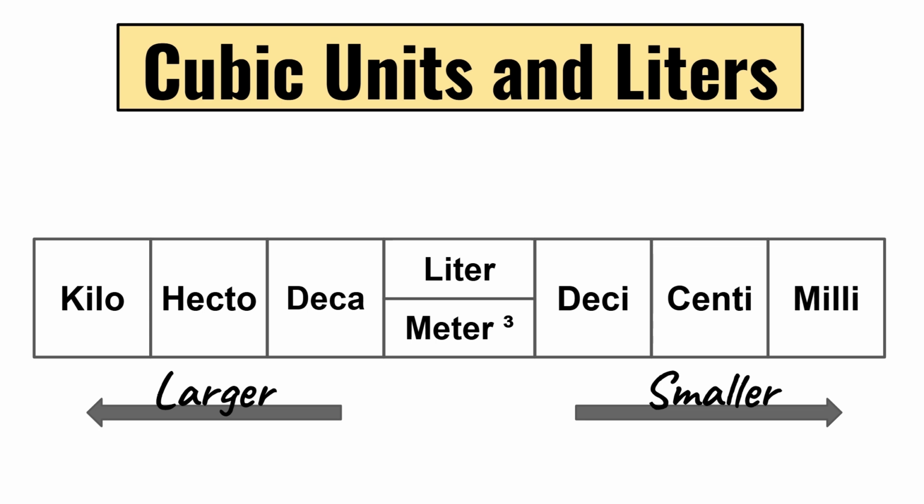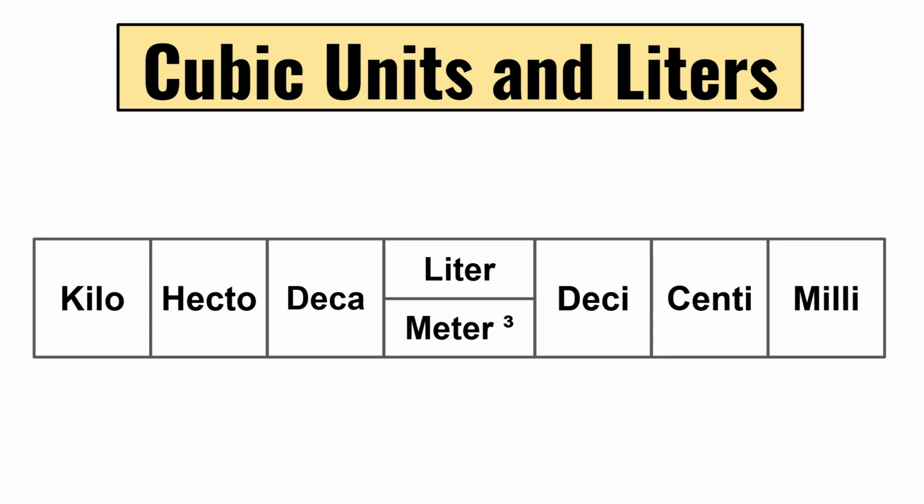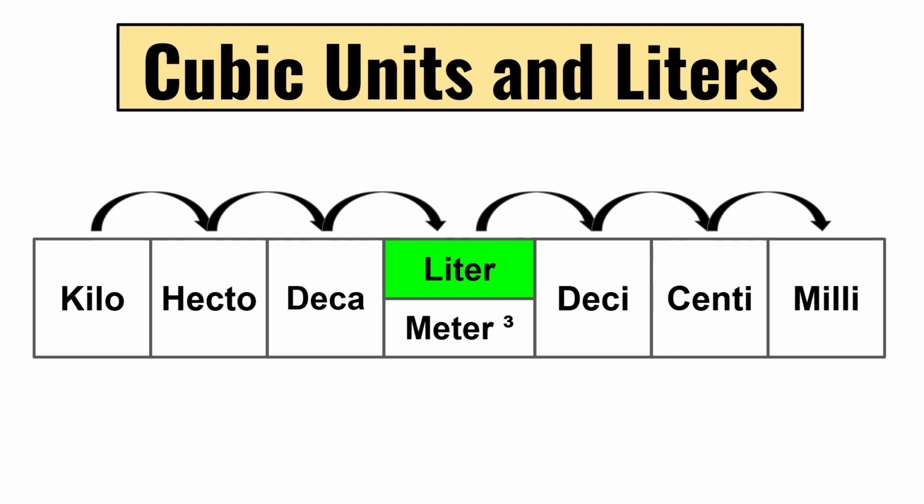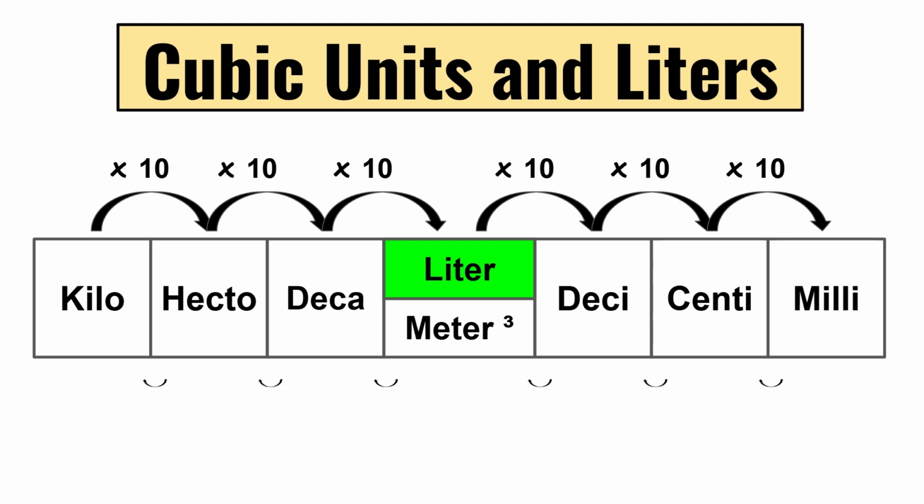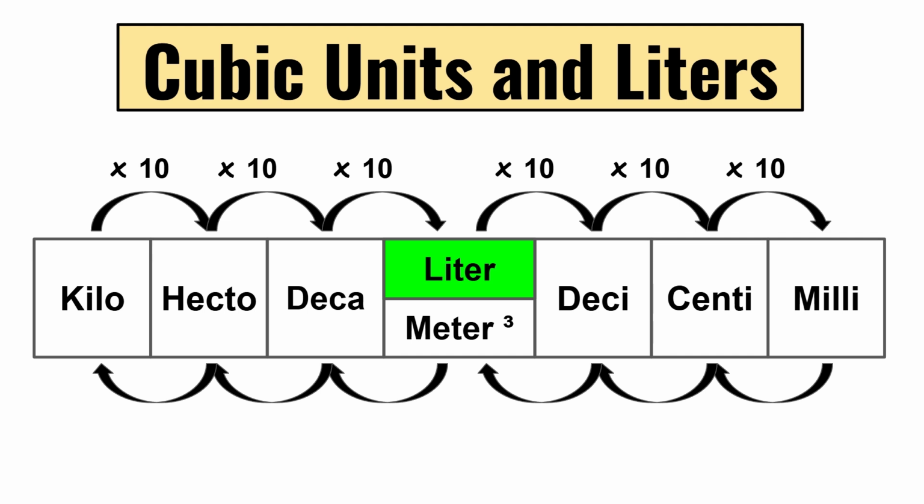When converting between liters, each unit is 10 times larger than a unit to the immediate right and 10 times smaller than a unit to the immediate left. This means when converting liters, the number of steps to the right from one prefix to another tells us how many times to multiply by 10, and the number of spaces to the left tells us how many times to divide by 10.